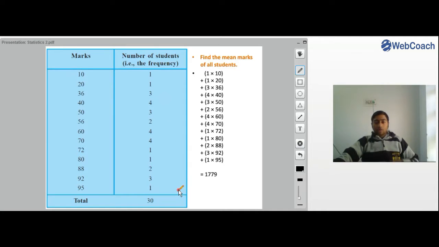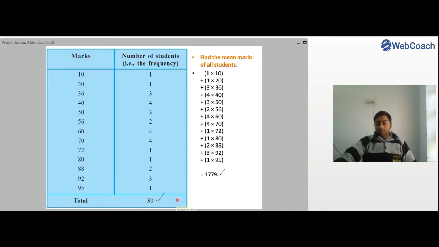And the number of terms, you can add up all the frequencies or the number of numbers. You can add up all this number of terms here and you get 30 as the total number of terms. So to find the average or the mean, you divide the sum of the marks by the sum of frequencies, right? The total marks divided by the number of observations, which is 30.